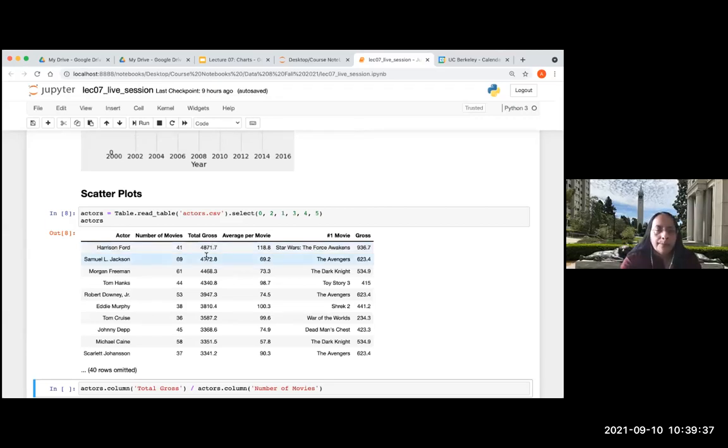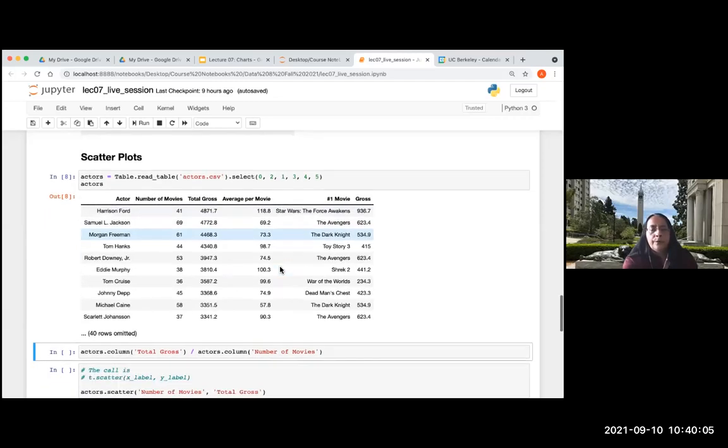Now, total what? Harrison Ford was in 41 movies up to that point. These 41 totaled this amount of money, 4,871 million. The average per movie was 118.8. And so this is redundant information because in some sense you can calculate it, right? You can take the total gross and divide by the number of movies. If you take 4,871 divided by 41, you should come up with this 118.8.